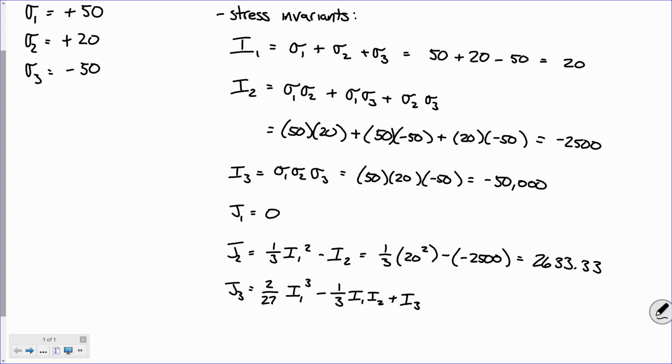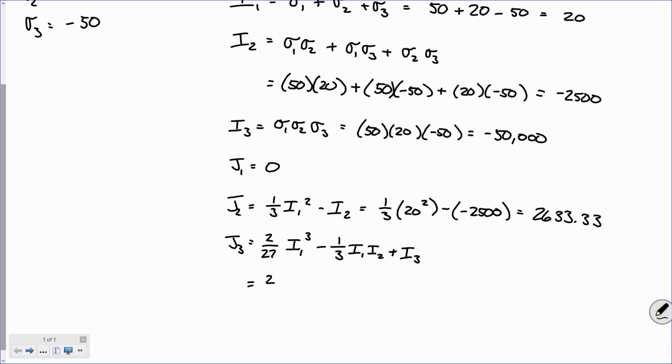I'm going a little fast, I think, but this is really plug and chug, I would imagine, right? So 2 over 27 times 20 cubed minus 1/3 times 20 times minus 2,500 plus, I guess if I wanted, I can just distribute that out and say minus 50,000. Plug and chug, and that's negative 32,740.7. That's close enough.